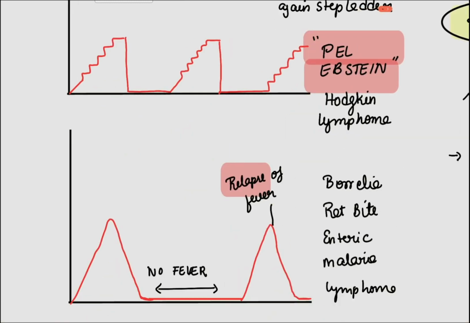And the last one, the relapsing fever. Here, there is no fever for a certain time, and then the fever again appears. There is relapse of fever. As you know, the classical ones are malaria, Borrelia, rat bite fever, enteric fever, and lymphoma.